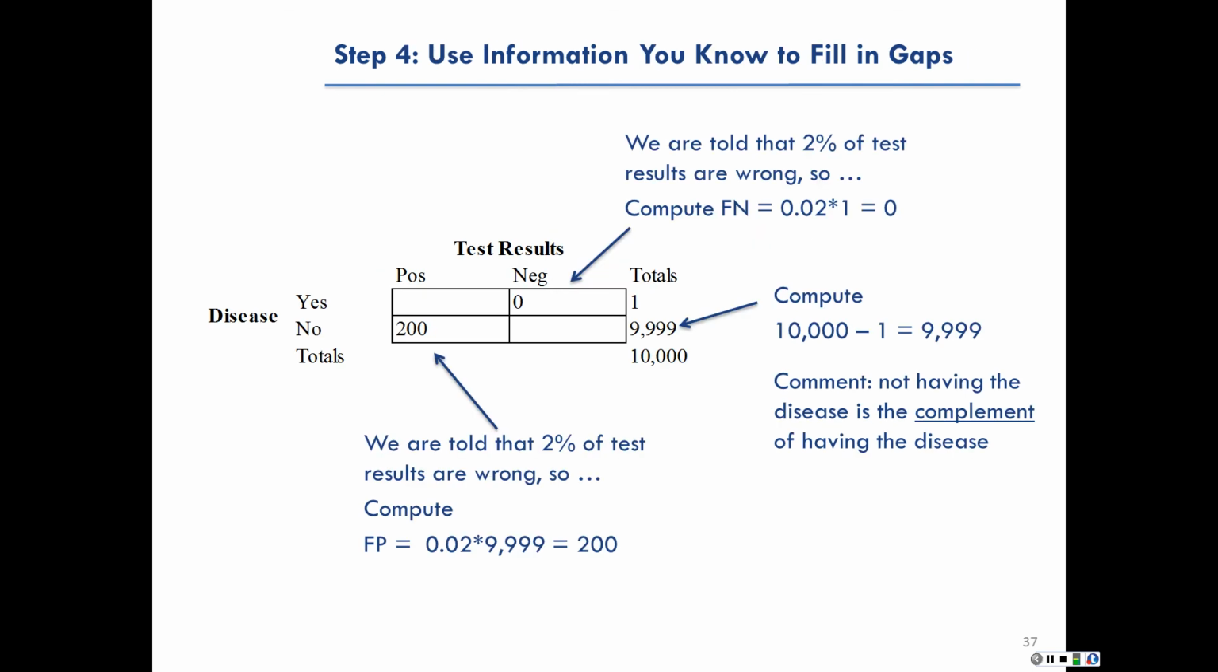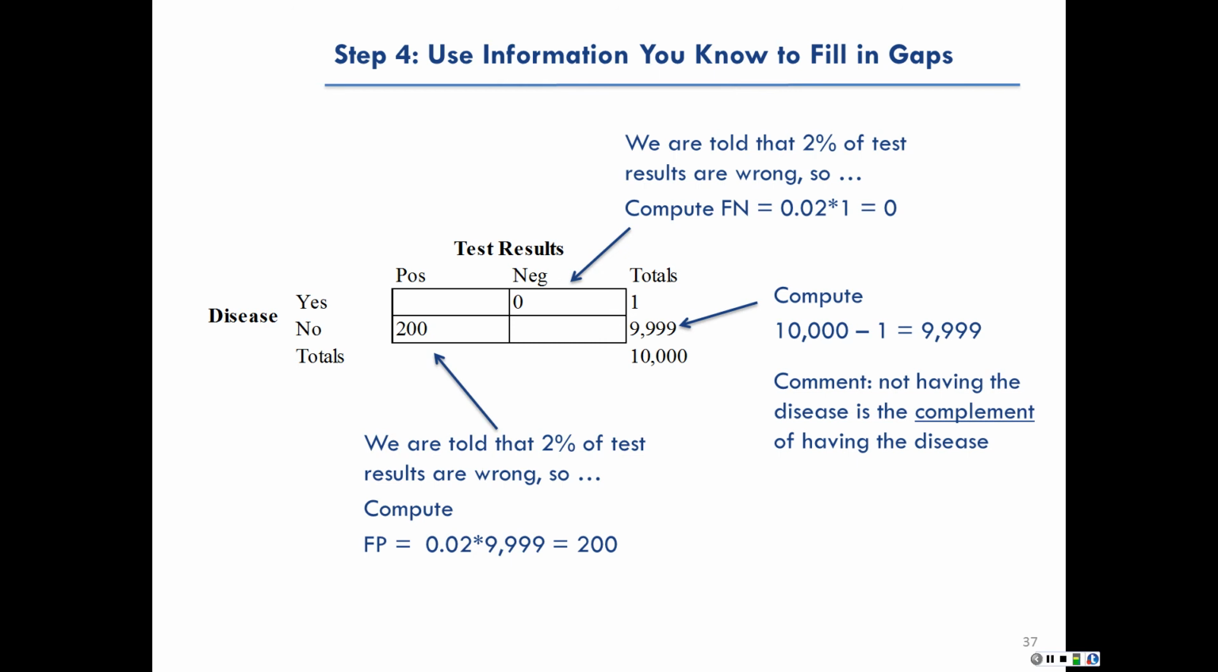So the next step is to use information you know to fill in the gaps. Well, first of all, if 10,000 people is the total population size and only one person has bleuritis, we can easily calculate that 9,999 people do not have bleuritis, and we fill that in on the margin. So my comment here is, if you remember from the earlier lectures, not having the disease is the complement of having the disease, and that's how we can calculate it there.